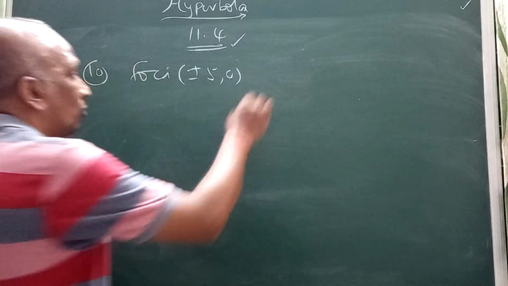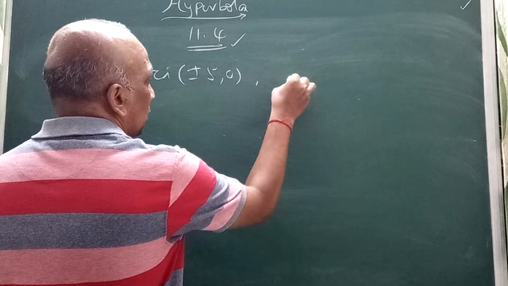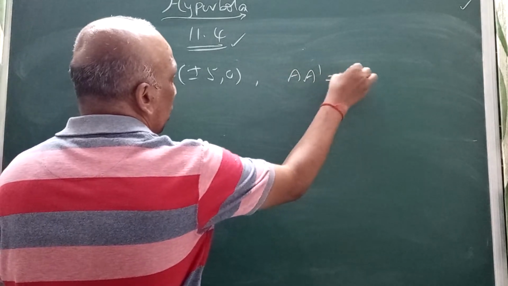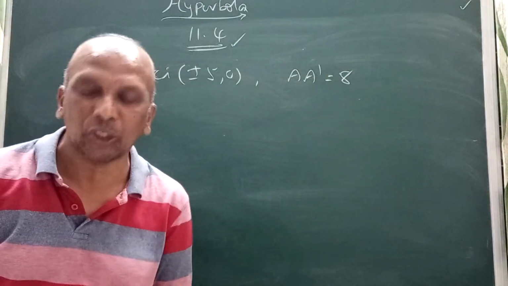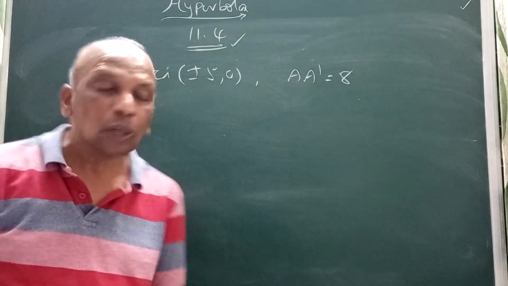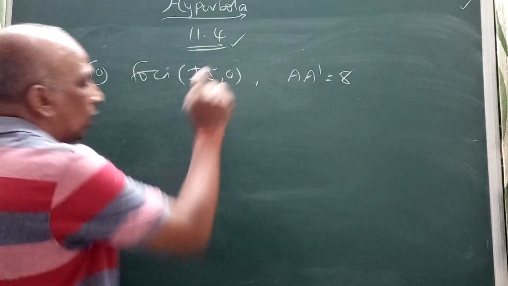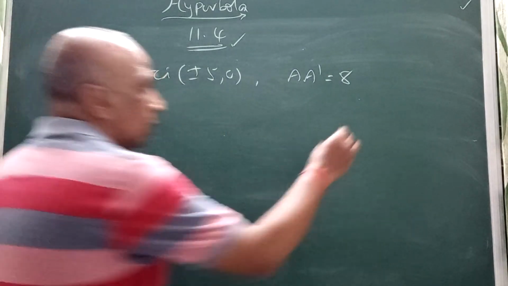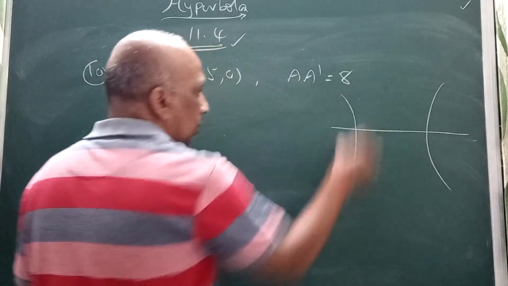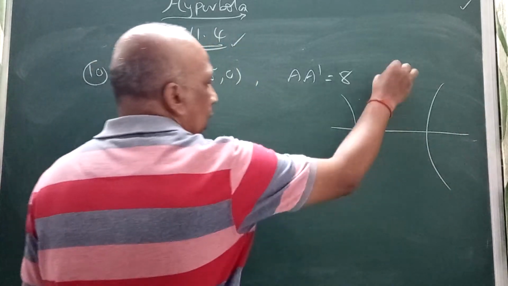What is the meaning of that? The length of the transverse axis, 2a, is given as 8. Also, foci plus or minus 5 comma 0 means the transverse axis is along the x-axis. So this is a hyperbola with the transverse axis along the x-axis.